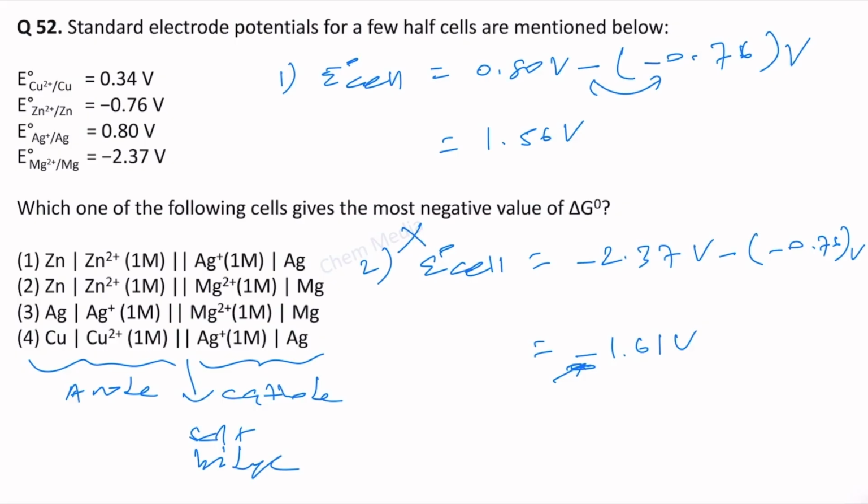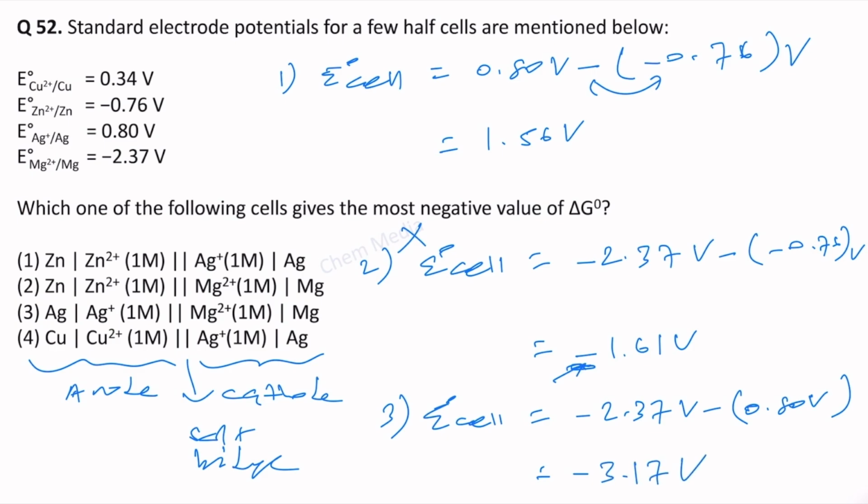So it is non-spontaneous. And then number 3, E cell standard is equal to cathode minus anode. So once again minus 2.37 volt minus 0.80 volt. Therefore this will be equal to minus 3.17 volt. And then for number 4, it would be E cell standard equal to cathode minus anode. So cathode 0.80 volt minus anode 0.34 volt. So therefore this will be positive 0.46 volt.